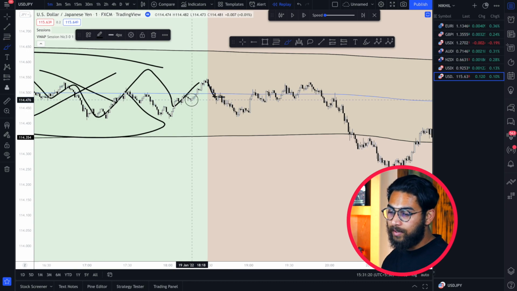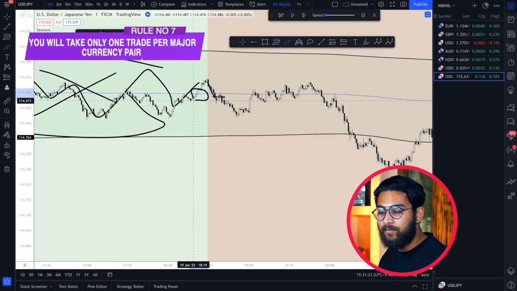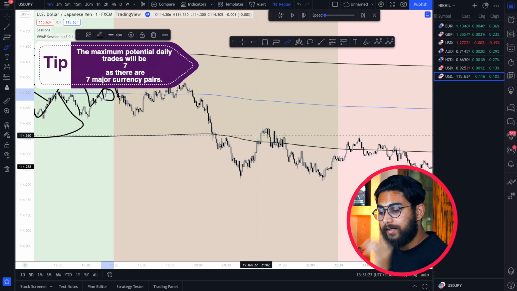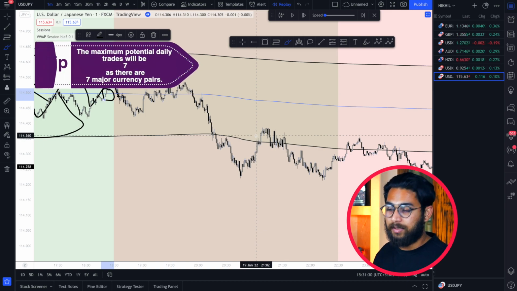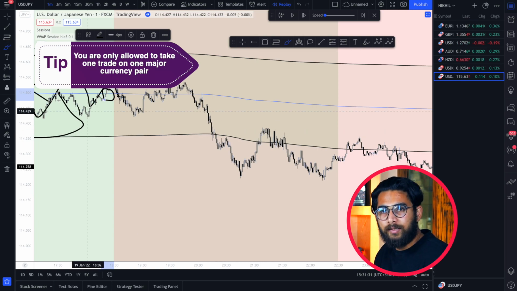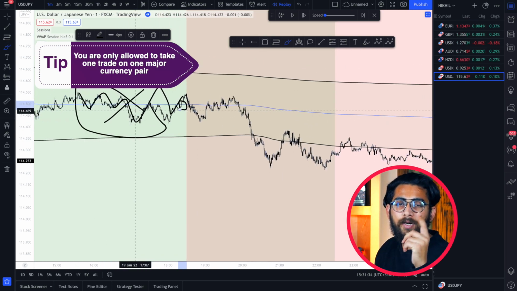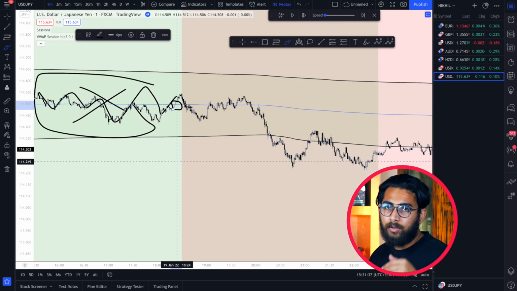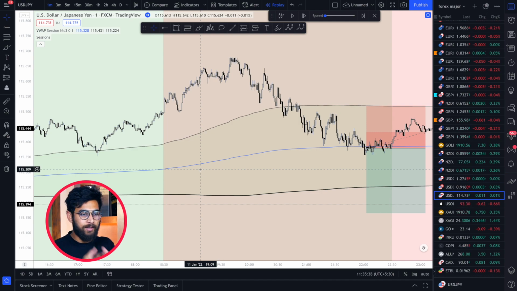And now finally, rule number 7 is you will take only one trade per major currency pair. So the maximum potential daily trades will be 7, as there are 7 major currency pairs. What I mean by this is you are only allowed to take one trade on one major currency pair, and no matter if that trade is a winner or a loser, you won't touch the pair until the next day.